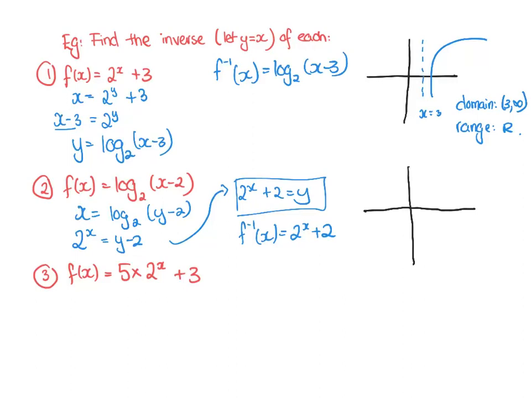Alright, and this last one, if we're going to swap it round, so x equals 5 times 2 to the power of y plus 3. So we might bring the 3 over, x minus 3 equals 5 times 2 to the power of y. And then we might bring the 5 over, so it's dividing here, equals 2 to the power of y, sorry.